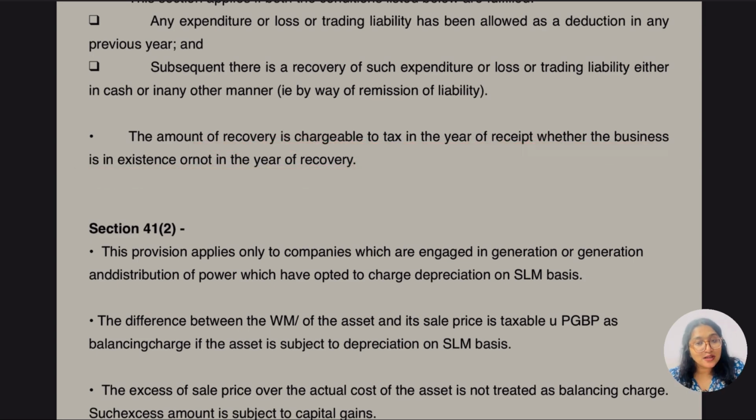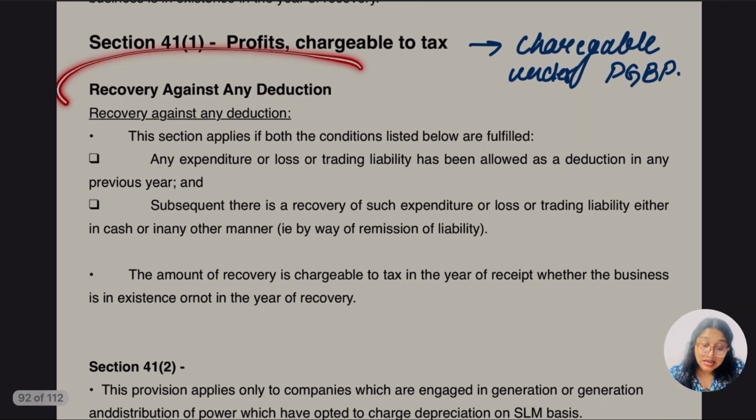So it is going to be included in what? Our income. And at last, this section is simply saying whether the business is in existence or not, that is going to be your income now. It is to be included here. What if the recovery against any deduction is done? Definitely it's going to be an add back. Simple, the point is understood, right?